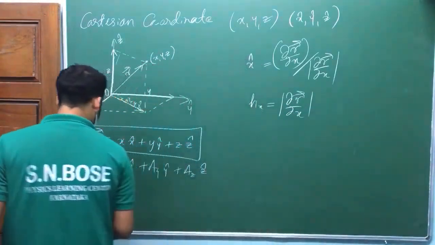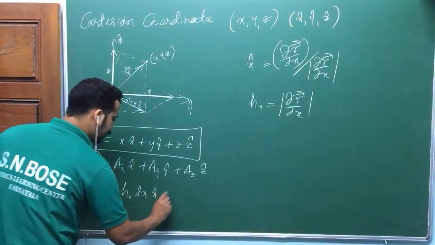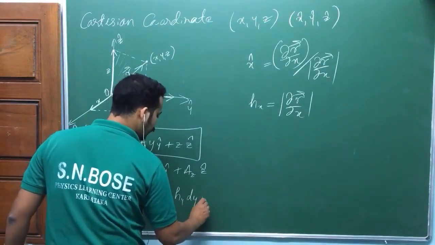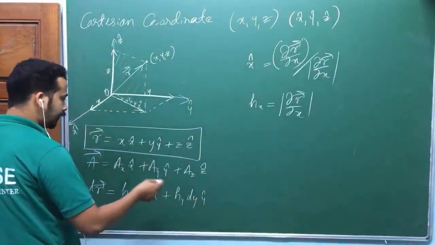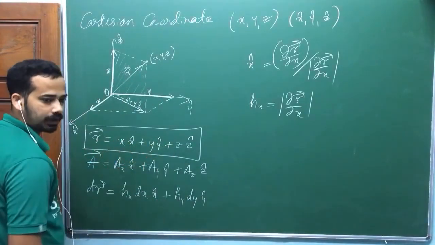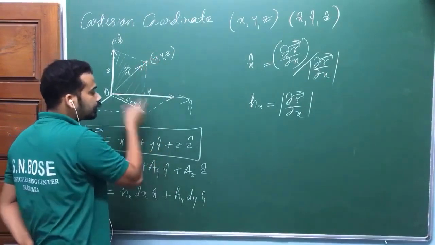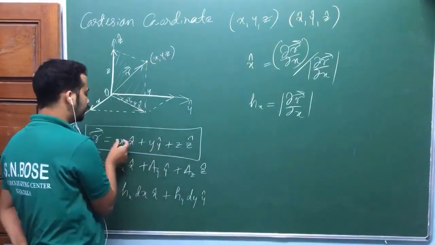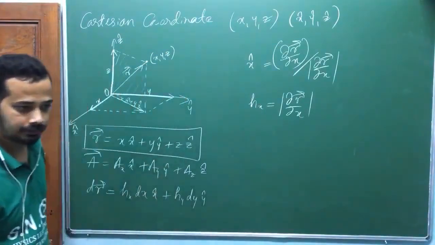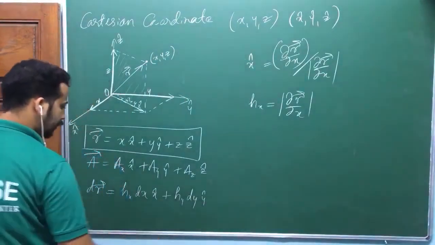That's why I can write the dr vector as hx dx into x cap plus hy dy into y cap, and so on. We know this one already, because unit vectors will not vary. That's why this differential is equal to dx into x cap, dy into y cap, dz into z cap. When you take any minute changes here, unit vectors will not change. Only these coordinates will change. But in the case of the other two coordinate systems, it's quite different. Unit vectors also change actually. That's why it is not that straightforward.